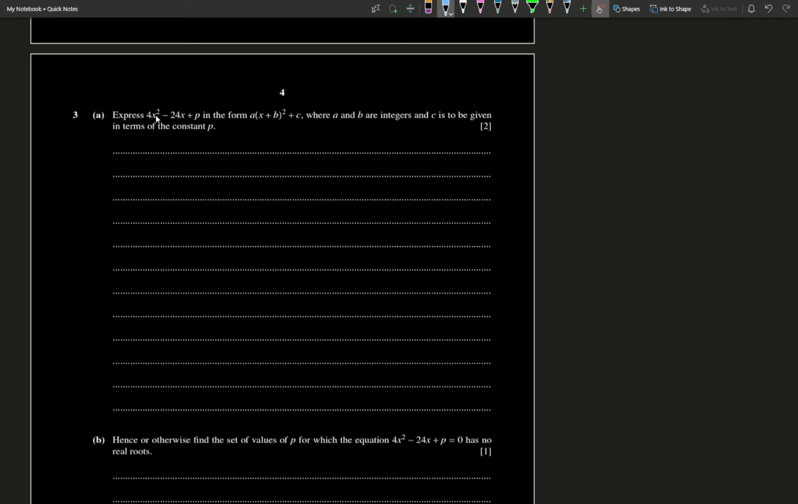Okay, question number 3. Express, for part a, 4x squared minus 24x plus b in the form a times (x plus b) all squared plus c. This is a completed square form where a and b are integers and c is to be given in terms of the constant b.